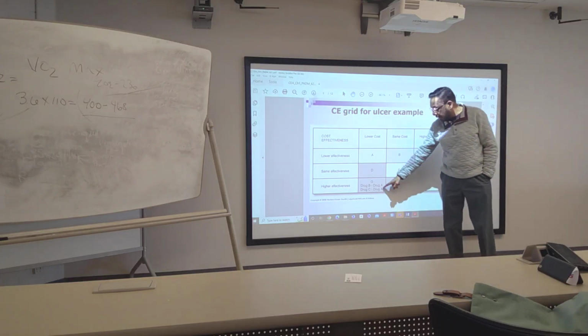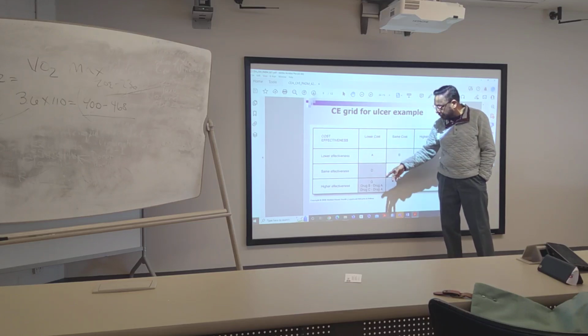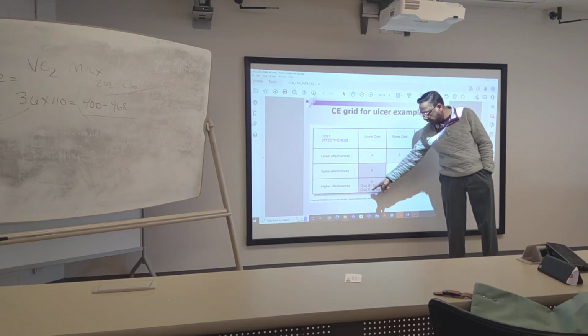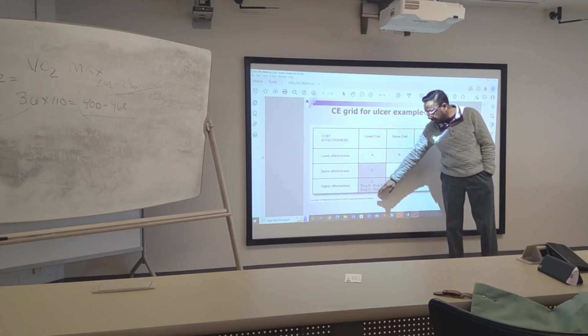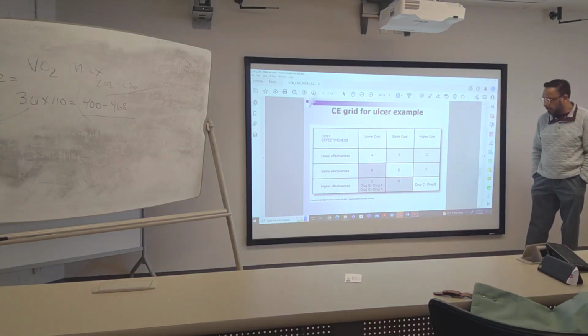B dominated A, C dominated A, right? So the cost effectiveness ratio is trivial, it's dominant. Lower cost, higher effectiveness. B was lower cost, higher effective. C was lower cost, higher effective compared to A. That's the dominant. B and C were dominating A.